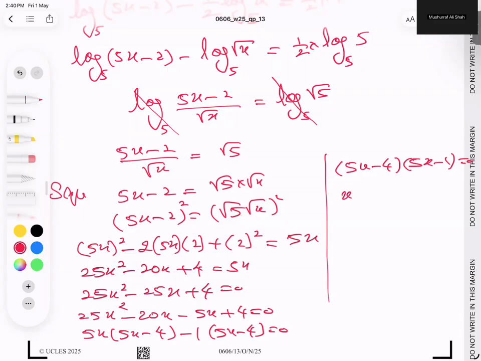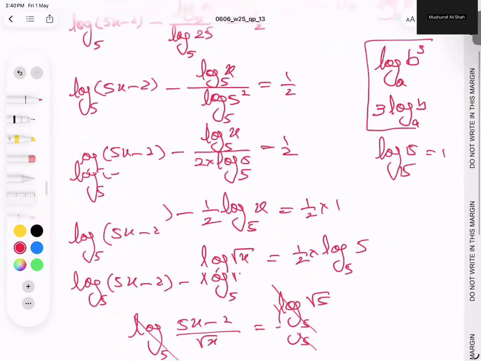So we have two answers. I'll do it step by step: 5x minus 4 equal to 0 and 5x minus 1 equal to 0. So 5x equals 4 and 5x equals 1. And I got 4 over 5 and 1 over 5. Let me check one minute, please. I think I made a mistake, or no, it's correct. Okay, yes, we have both answers, but we will check them.